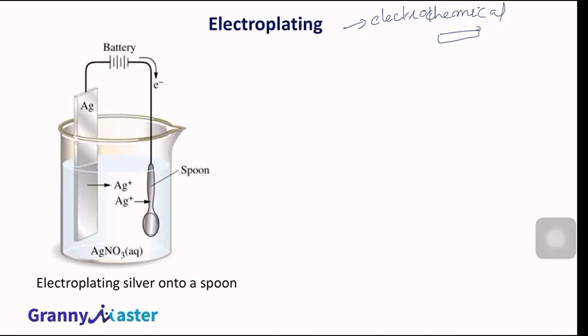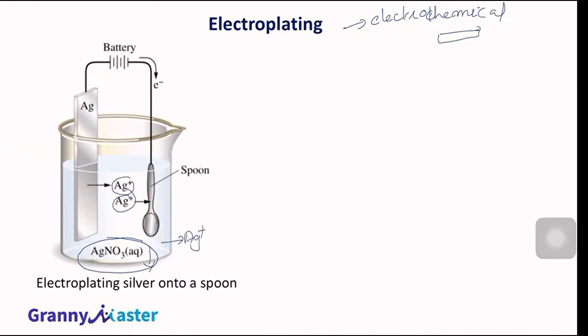Electroplating is the coating of one metal on another. In this case, coating of silver on a spoon. To coat silver on a spoon, we require an electrolyte which should contain silver ions. Which electrolyte will contain silver ions? One example is silver nitrate. So we have to take silver nitrate solution in a beaker, and that solution will contain silver ions.